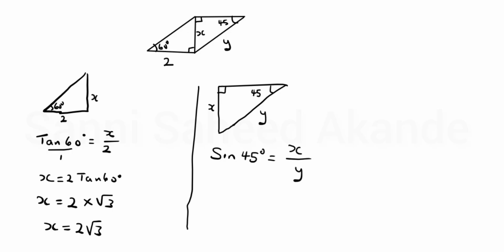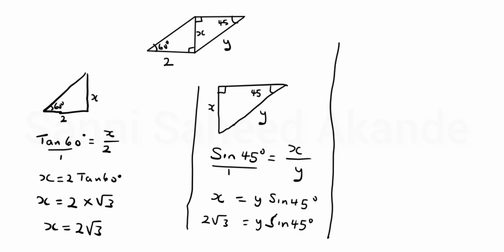Okay, so put over 1 here, and when you cross multiply you have x equal to y times sine 45 degrees. The value of x has been calculated to be 2 root 3, so 2 root 3 is equal to y times sine 45 degrees. So dividing both sides by sine 45 will give us y equal to 2 root 3 divided by sine 45 degrees.